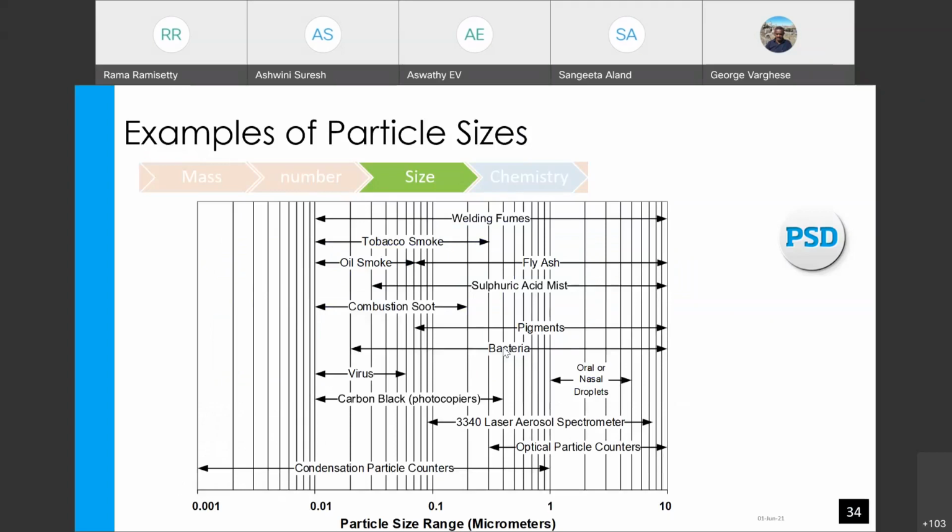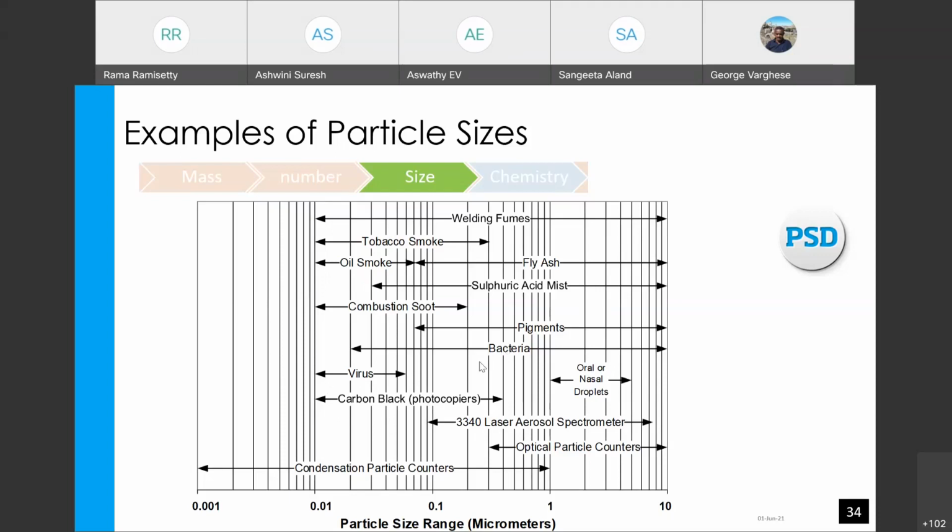Why is sizing very important? Because if you look at some of the aerosols in the atmosphere, for example, welding fumes can be in the range from 10 nanometers to 10 microns, smoke particles can be from 10 nanometers to 100 nanometers, and bacteria can be from 20 nanometers up to 10-20 microns. Also, viruses will be in the range of 10 nanometers to 100 nanometers, something like that.